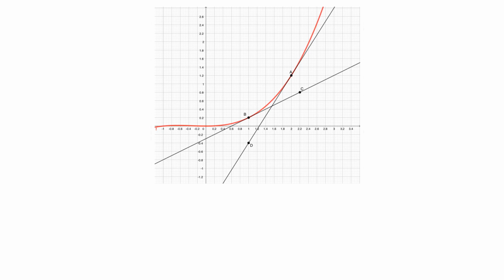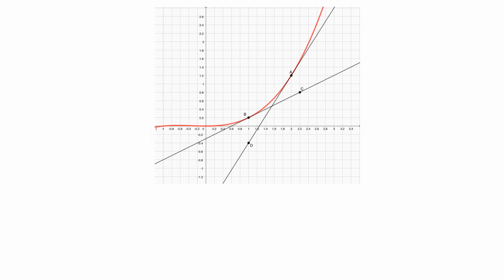And at each of those points, I've drawn the tangent line to the curve. So we have the line BC is tangent at B, and the line DA is tangent at A. What we'd like to do is to determine the slope and equation of these tangent lines. So we'll do one of them together here, and then the other one will be your warm-up exercise.